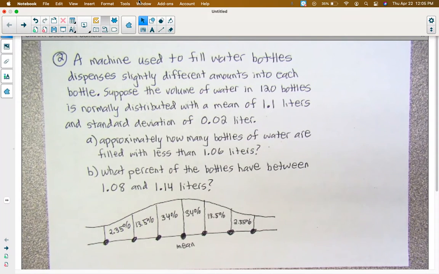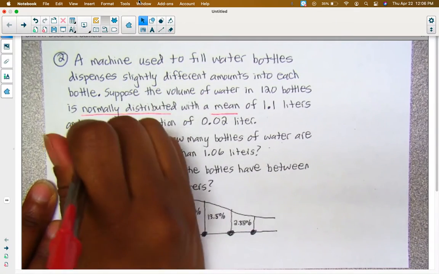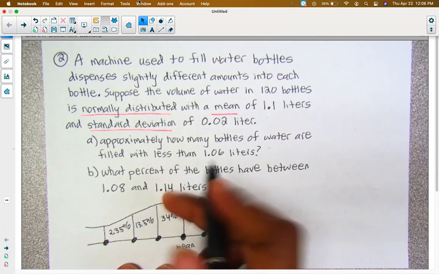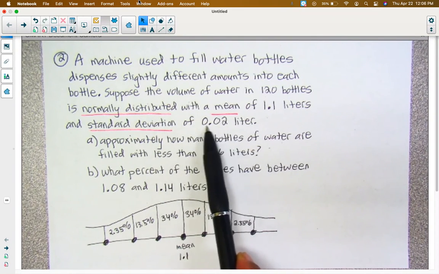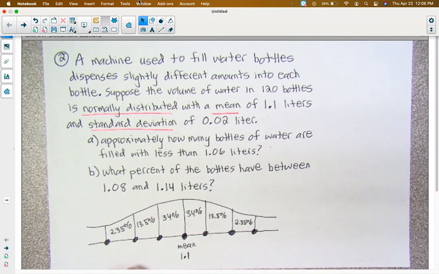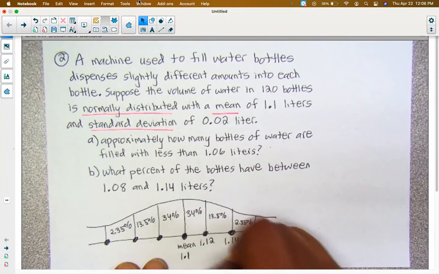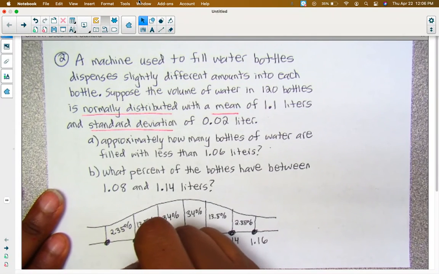So here we go. Up here in the problem, it says that my mean is 1.1. So again, keywords that I see: mean, normally distributed, and standard deviation. So that's leading me to believe that I need to do this bell curve shape. So the mean is going to go in the middle. My mean is 1.1, so that's going to go in the middle. My standard deviation is 0.02. So I'm going to add or subtract this on both sides. I'm going to add to both sides, and then I'm going to subtract from both sides.